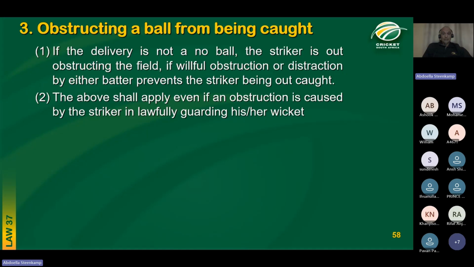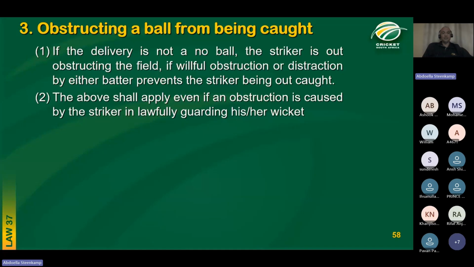Also, striker will be given out obstructing the field if the striker obstructs a catch from being taken, even if it's guarding his or her own wicket. So you can have the case where, let's say, the striker, spinner bowling, striker swept at the ball, gets a glove. From the glove, it pops up and is now going to go and land on top of the stumps. The striker sees this, but meanwhile, the keeper that was standing up is now trying to catch the ball. The striker, in trying to protect the wicket, hits the ball away. Keeper was also trying to catch the ball.